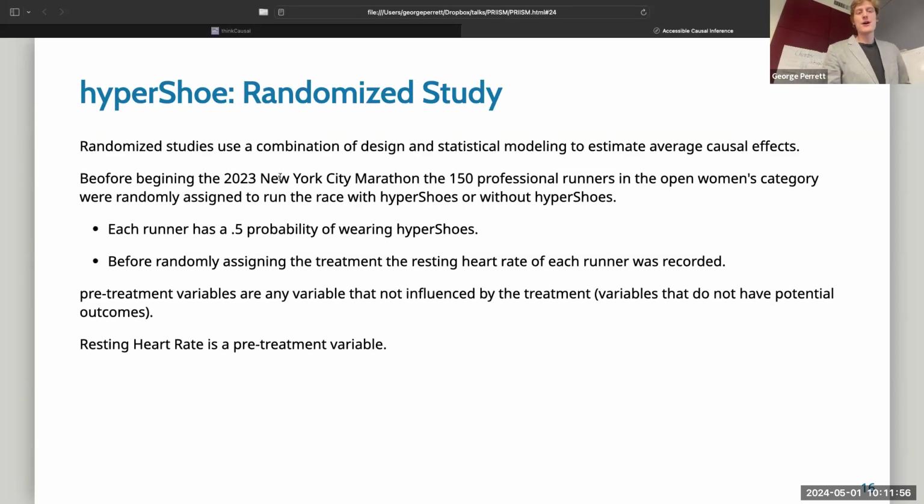Pre-treatment variables, I'm going to be using this term several times throughout, so I just want to focus on what it means now. Whenever I say a pre-treatment variable, it's any variable that's not influenced by the treatment. And we could think of that as any variable that does not have potential outcomes. Here, resting heart rate is a pre-treatment variable because we measured it before the treatment was even assigned. It's impossible for hyper shoes to change our measurement of resting heart rate. Demographic variables are another thing that is always going to be a pre-treatment variable because we never expect the treatment to change those. There's no treatment that we know of that actually makes people younger, for example.